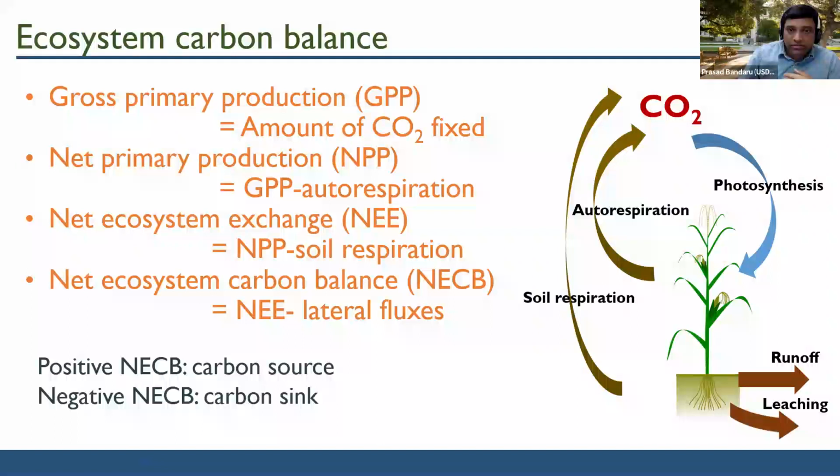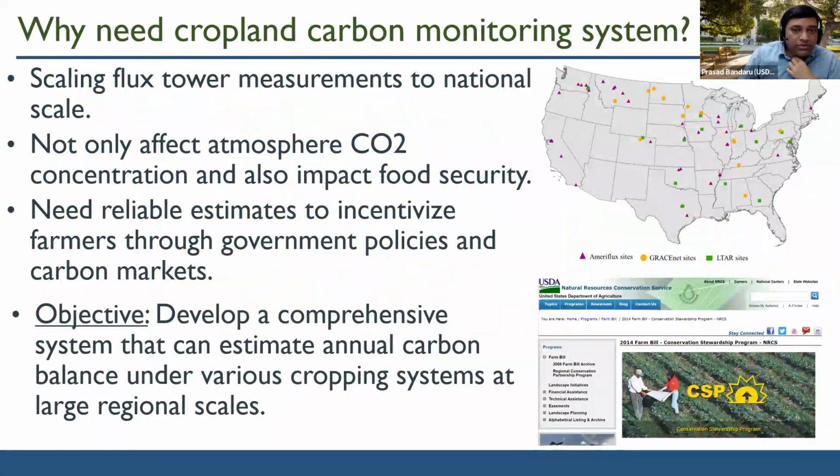With that, moving on to the main presentation. The main goal of this project is to develop a carbon monitoring system for croplands. You may wonder why we need a carbon monitoring system in the first place. Mainly there are three reasons. If you see the figure on the right side, there are field sites across the US measuring the carbon fluxes. But there are very few studies scaling these fluxes to a regional and national scale. But it's important we do that because there's large variation across the US in terms of the climate, soils, management practices, different cropping practices and so on.